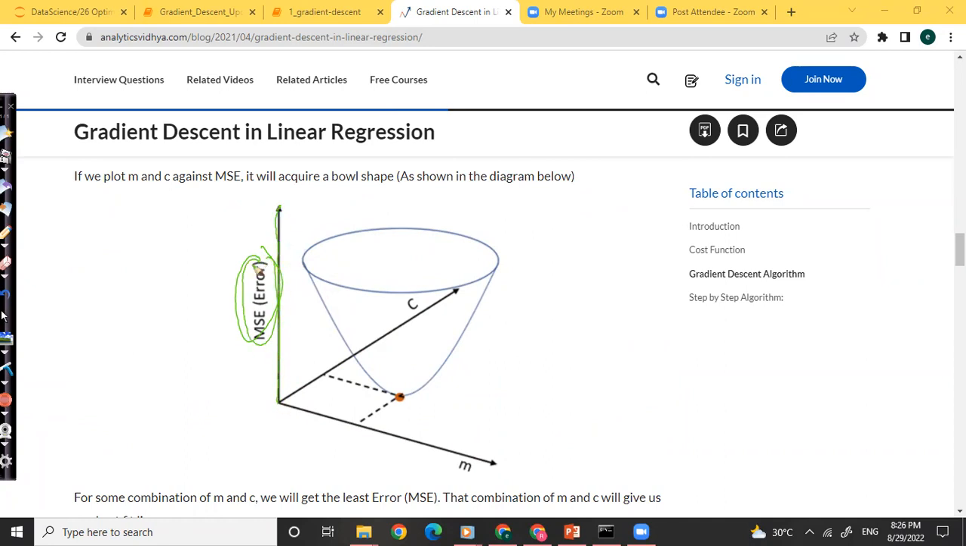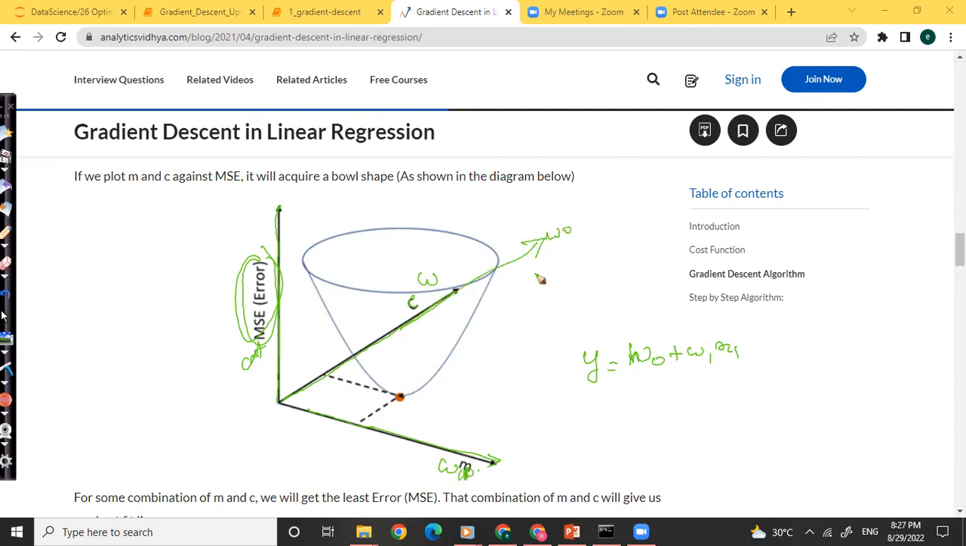MSE error function, the cost function. Another axis is C, this axis is M. If you remember our application, what formula are we using? Y is equal to W0 plus W1 X1, if it is a single variable. This one is W0, this axis is W0, and this one is W1.